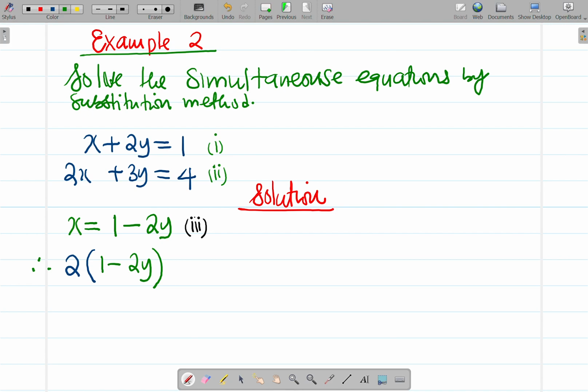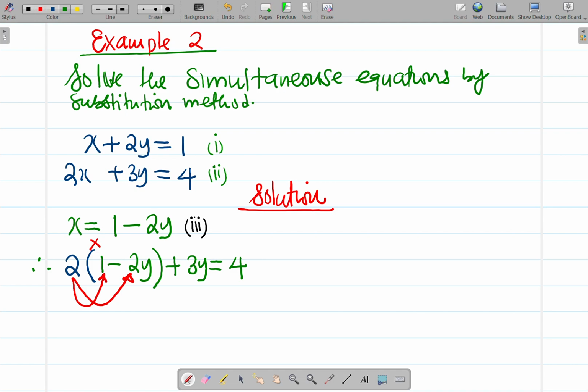Then the equation is not yet done, so we say plus 3y is now equal to 4. Okay, so we can now multiply. This bracket here means you are multiplying, and the multiplication is an expansion. So I'll multiply this 2 by 1, and I'll also multiply this 2 by that one. That is my multiplication. So let me expand that.